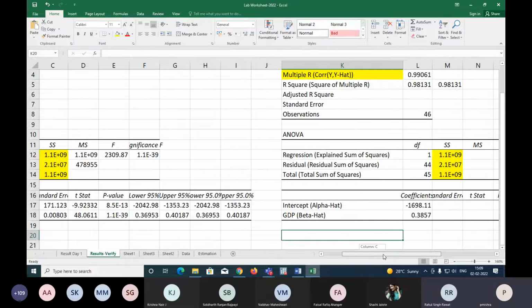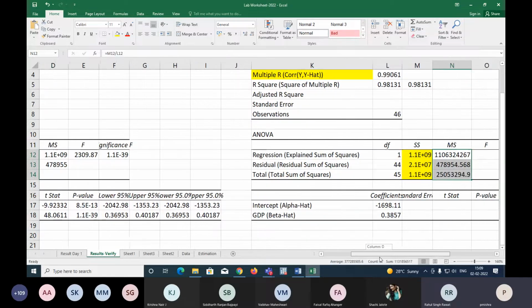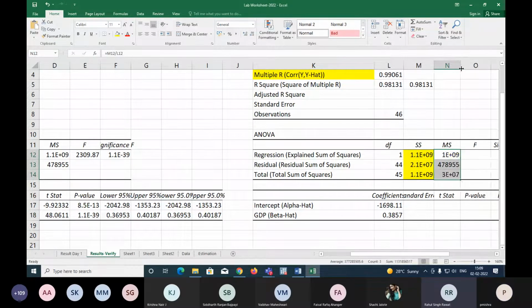Now, when it comes to the question of mean sum of square, mean of the sum of squares, basically this is nothing but sum of squares divided by the respective degrees of freedom. And you can just copy it. Let us see whether this is matching. You see the results are exactly matching. And for total, of course, we don't require.